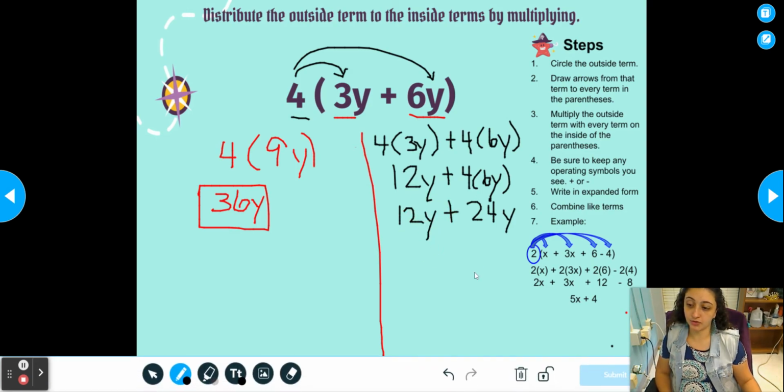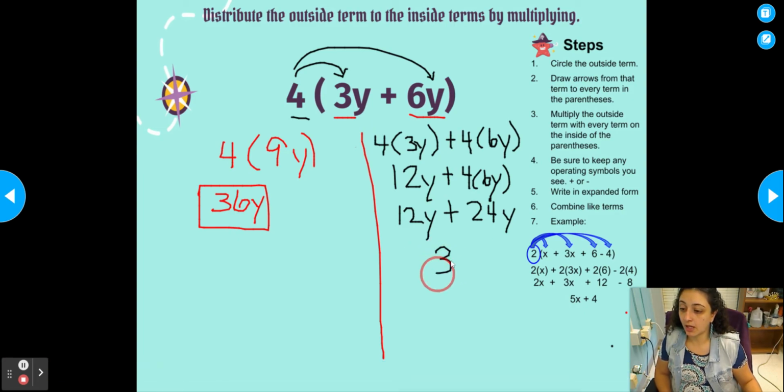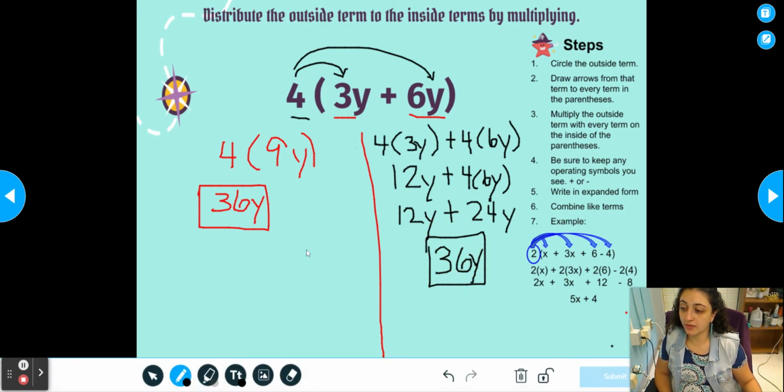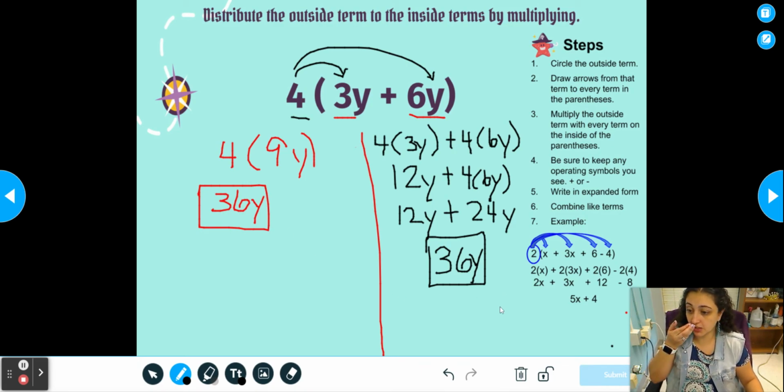And then my final step is now I'm left with 12y plus 24y, and they are both like terms, so I can add them. And when I add them, I get 36y. Both the exact same solution, or the exact same expression, two different ways to do this.